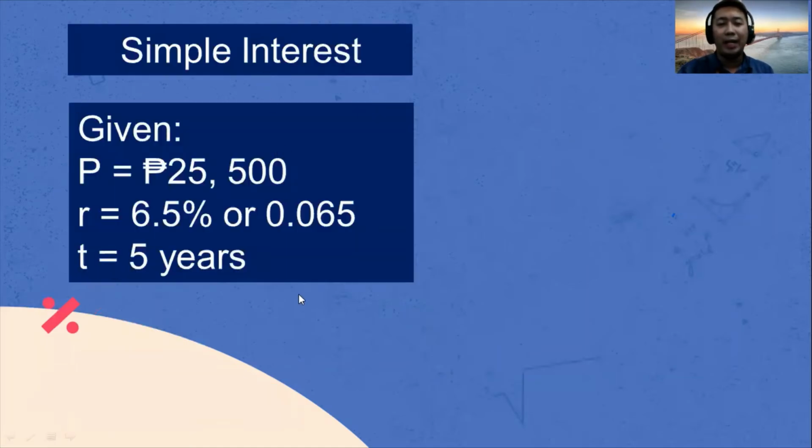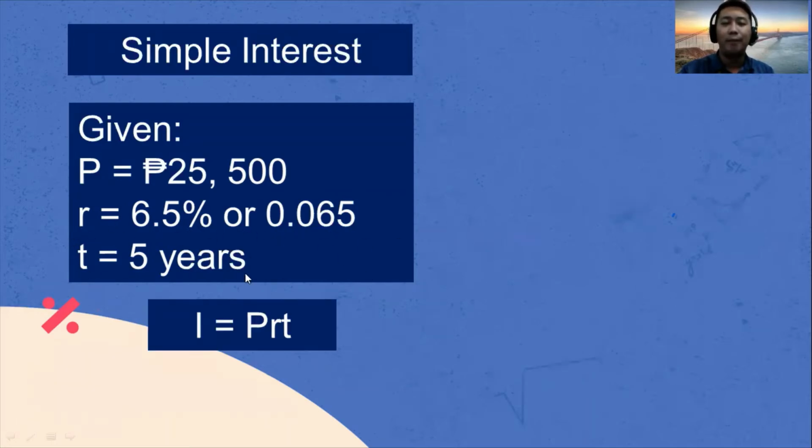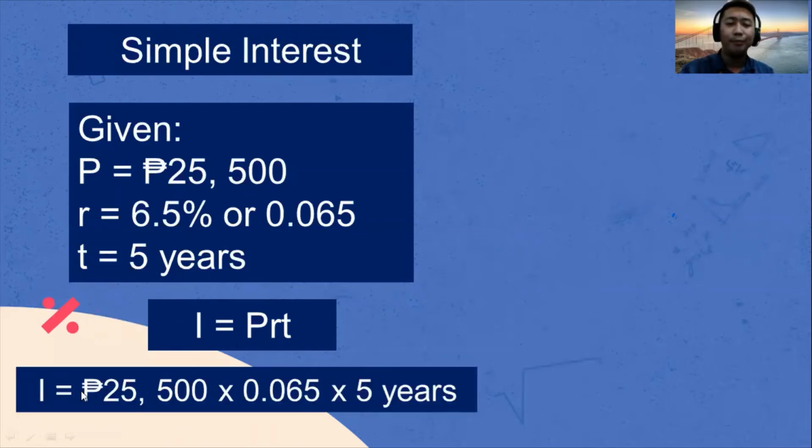Simple interest, these are the given. Principal amount, 25,500 pesos. Rate of interest, 6.5% or 0.065 in decimal. Then time is 5 years. This is the formula: I is equal to PRT.